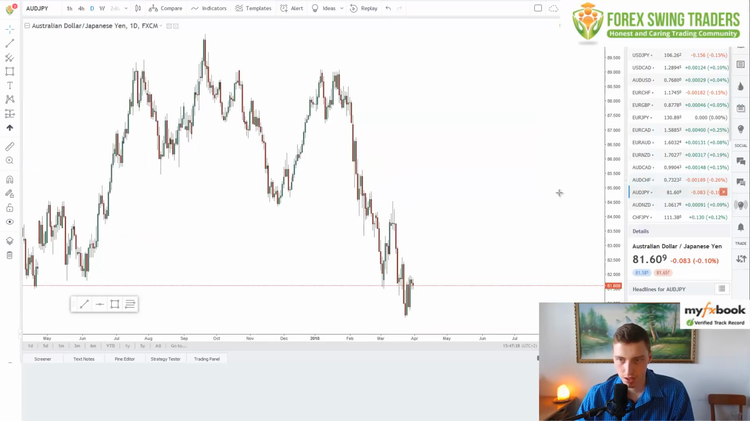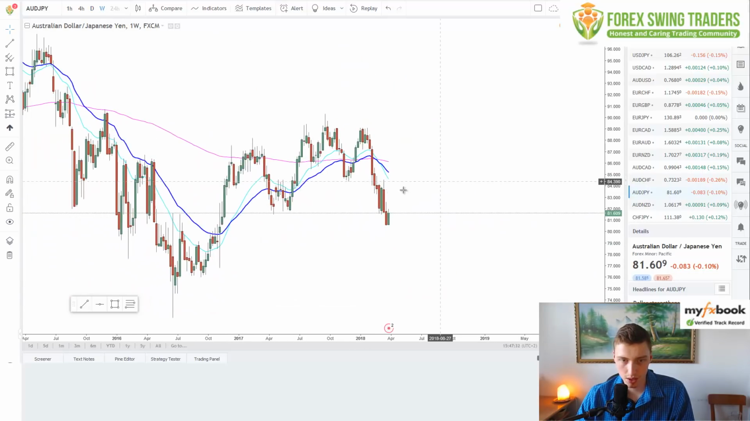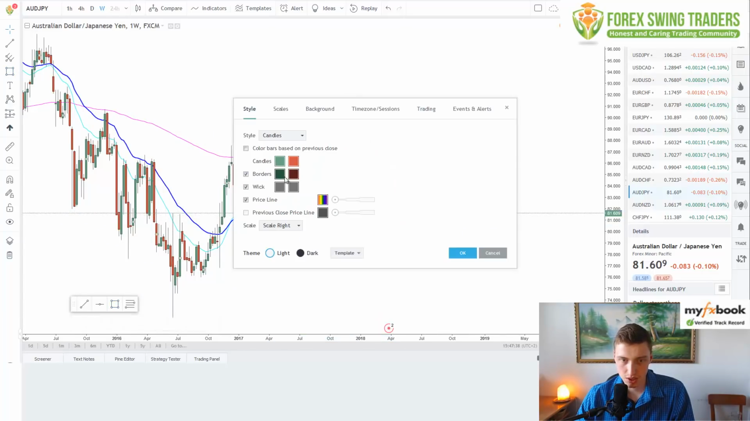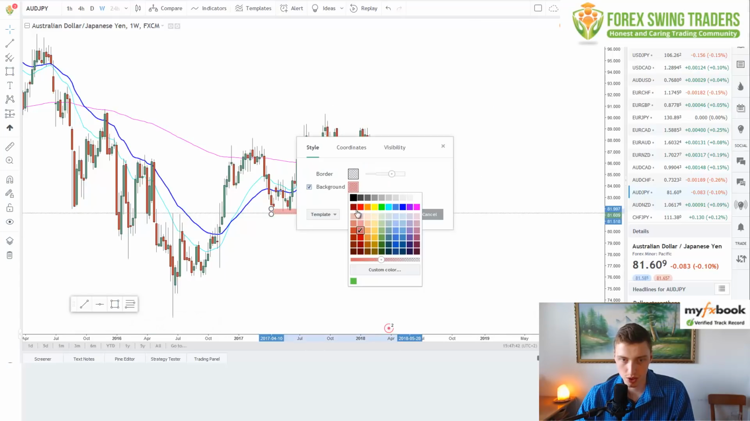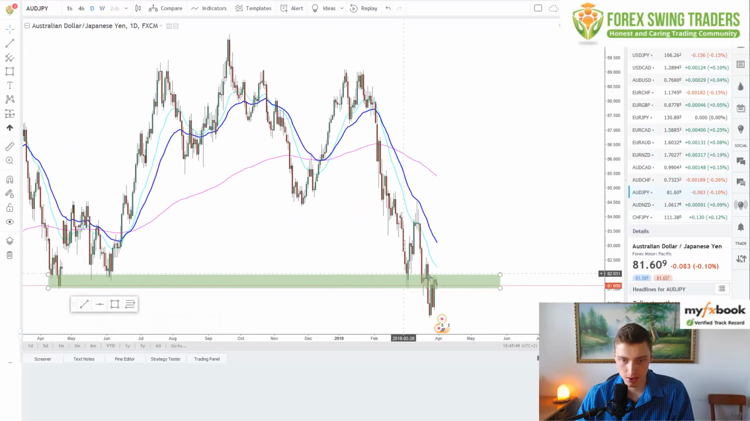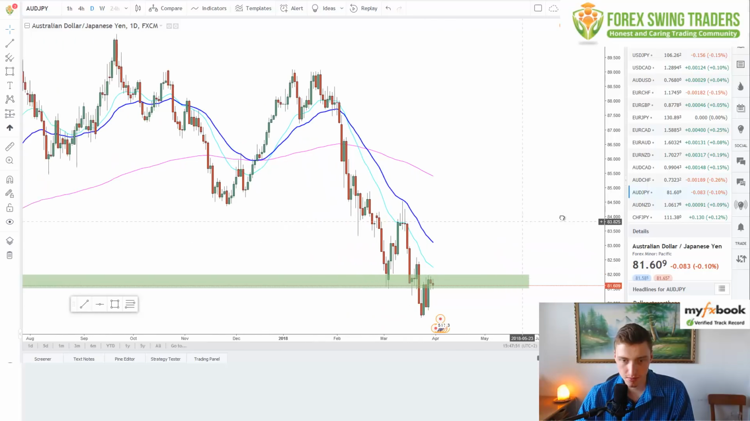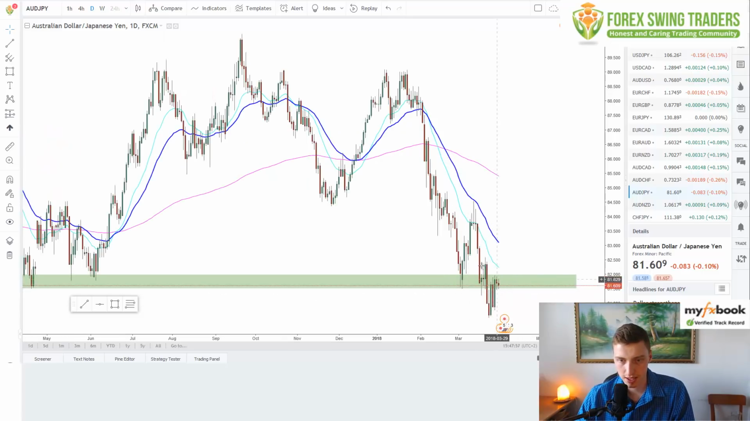Okay, Aussie yen on a weekly time frame, this support was actually broken very, I mean, it's really interesting how such a strong support was just broken very easily, and now it's retested. Okay, you can see it's retested, broken, retested, but still it's very late. I'm not interested in selling right here right now.